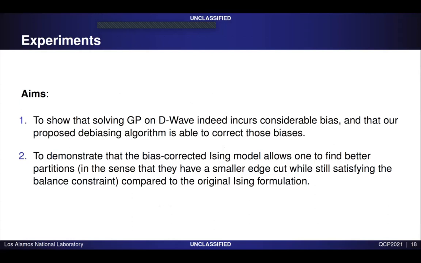In the experimental section, we will show that the D-Wave solutions for the constraint have considerable bias. We will then show that our algorithm corrects that bias, and then we will show how that corrected bias improves the solution quality for graph partitioning problems.